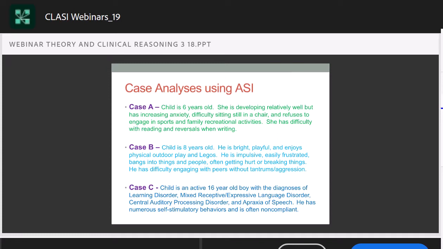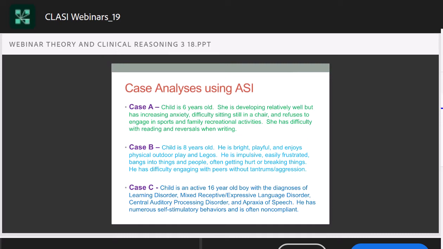Case B is a child who's 8 years old. He's bright, he's playful, and enjoys physical outdoor play and Legos. But he's impulsive, easily frustrated, bangs into things and people. He's often getting hurt or breaking things, and he has difficulty engaging with peers without tantrums or aggression.